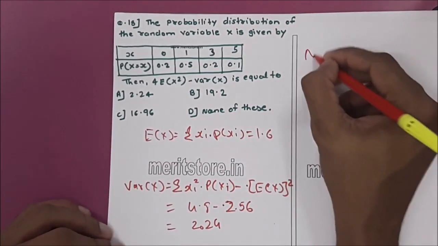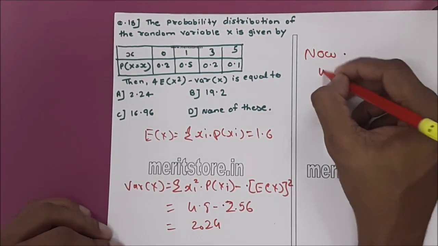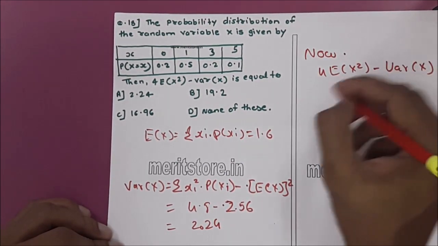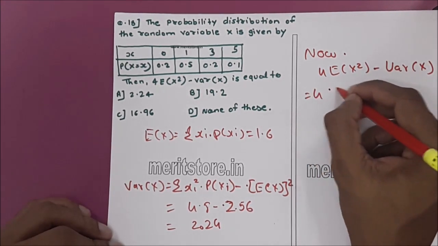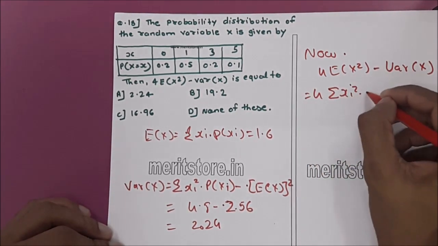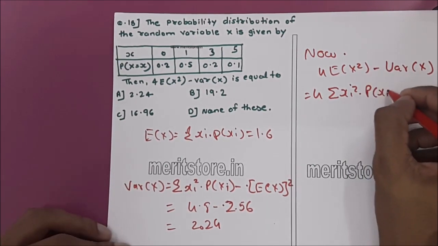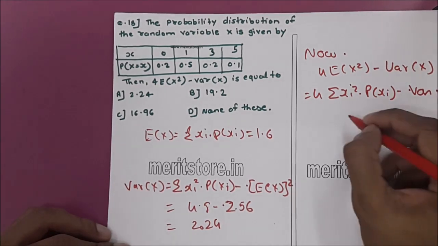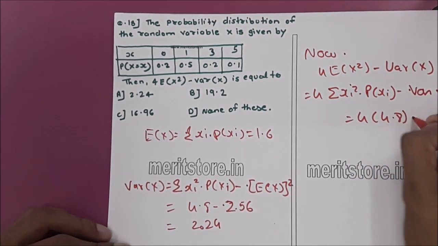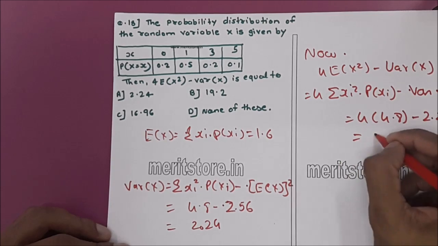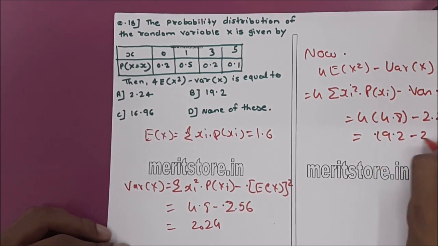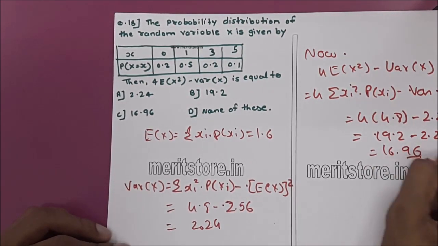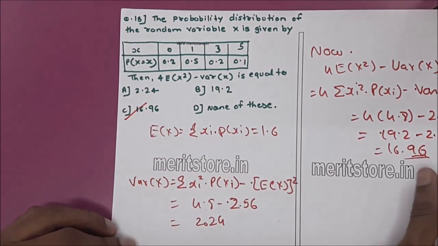Now for the given expression, 4 E of x square minus variance of x, which is equal to 4 summation of xi square P of xi minus variance of x, which is equal to 19.2 minus 2.24, which is equal to 16.96, which is C. Option C is the correct answer.